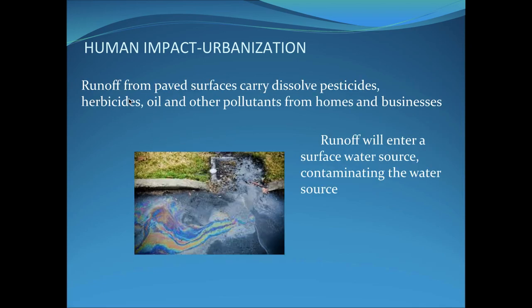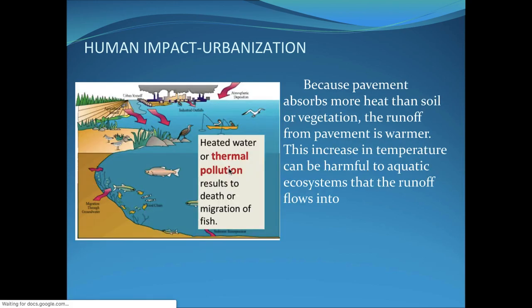This runoff will contain dissolved pollutants from these urban areas, like pesticides, so people spray their house for bugs, oil, they change their oil in their driveway, and other pollutants from homes and businesses. So this is all going to end up running off to one central location, and usually it's a river. Like these storm drains here, they don't go to a water treatment plant. You put some water down there, it goes straight back into a river, which is why they say don't dump stuff in there.